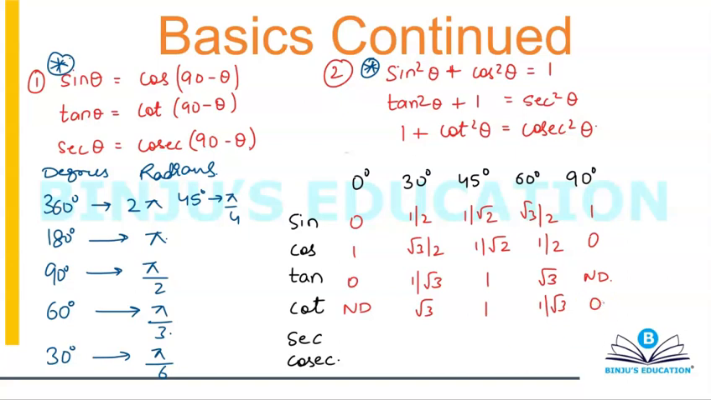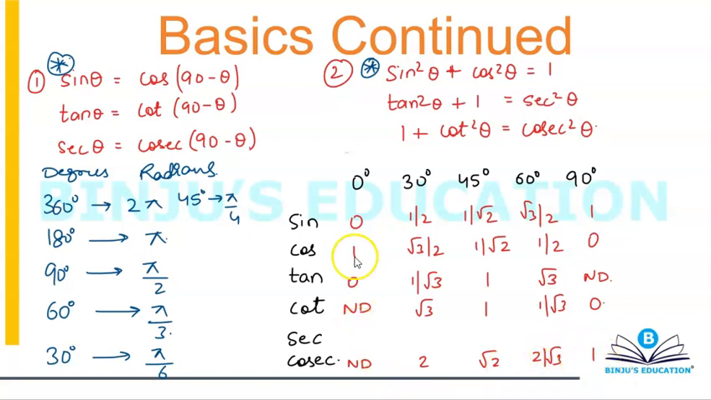Okay. Next is cosec. Cosec is 1 over sine. So 1 over 0 is not defined. 1 by 1 half is 2. 1 divided by 1 over root 2 is root 2. 1 divided by root 3 by 2 is 2 by root 3 and 1 by 1 is 1.